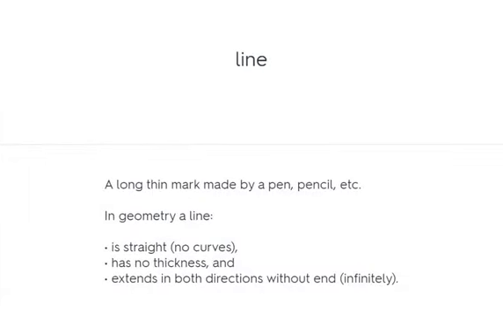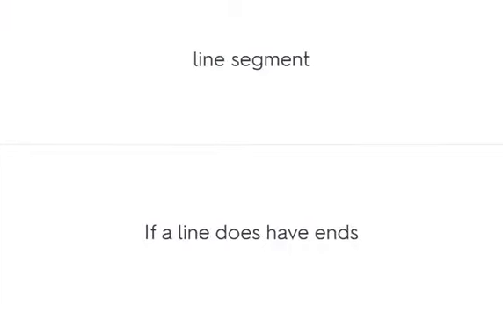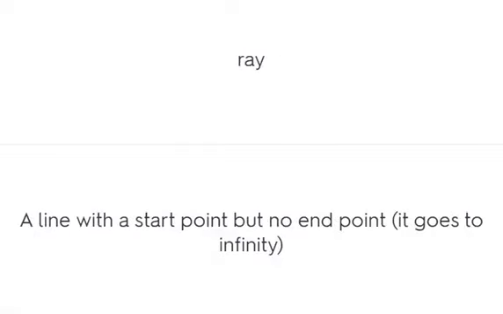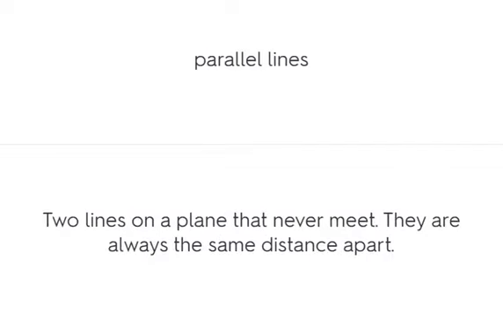Line, a long thin mark made by a pen, pencil, etc. In geometry, a line is straight, has no thickness, and extends in both directions without end. Line segment, if a line does have ends. Ray, a line with a start point but no end point. Parallel lines, two lines on a plane that never meet, they are always the same distance apart.